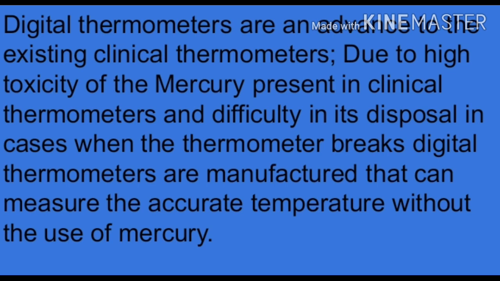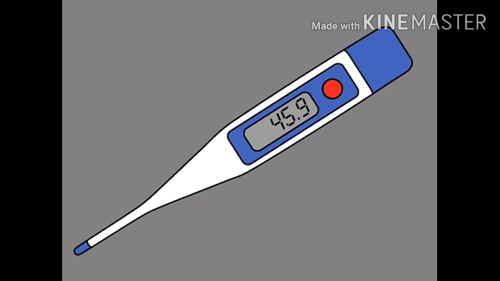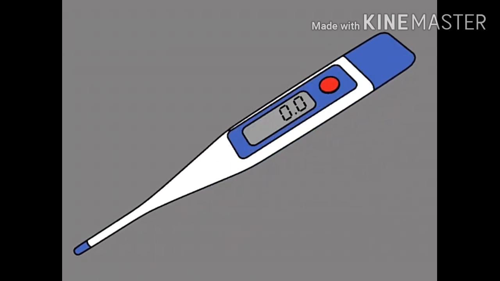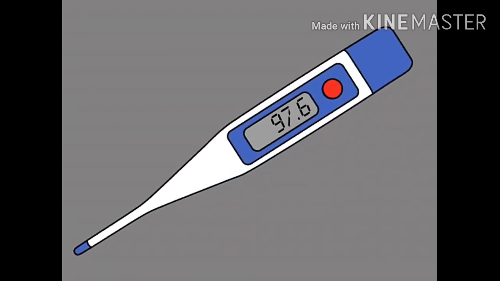Digital thermometer. A known fact is that mercury is toxic in nature. For this reason, digital thermometers are widely used nowadays. A digital thermometer does not contain mercury. It has a plastic body, is easy to use, and provides accurate readings in the form of a digital display.